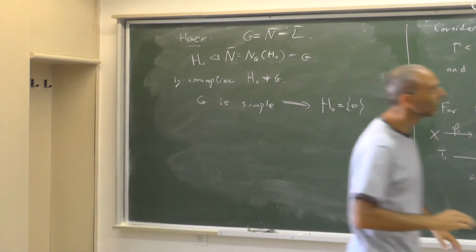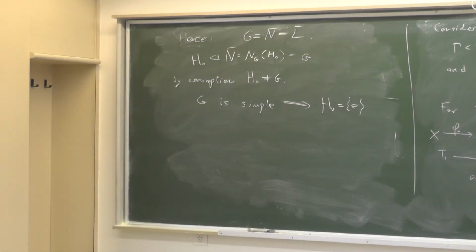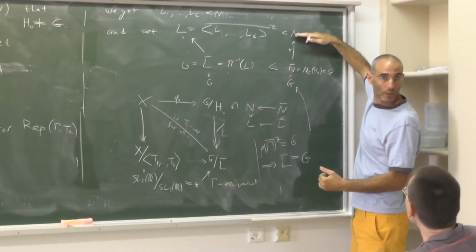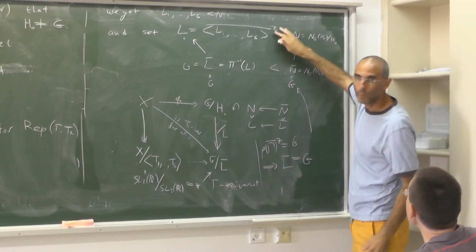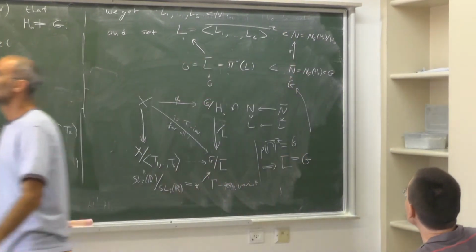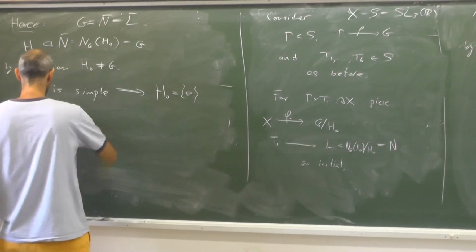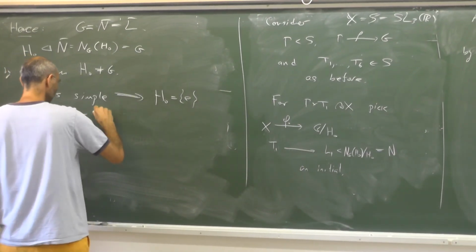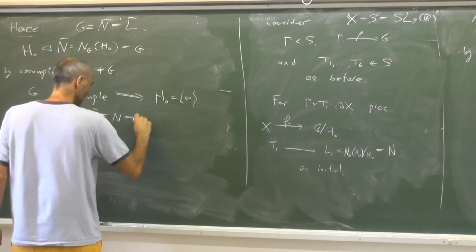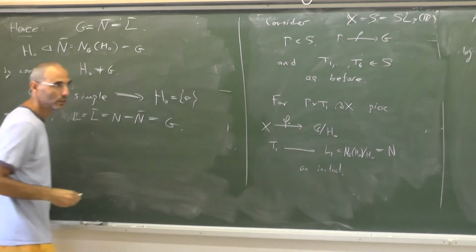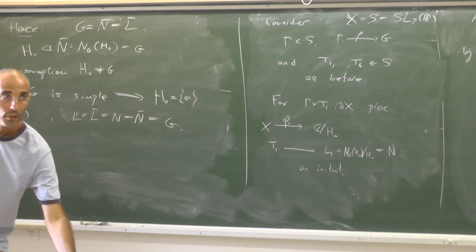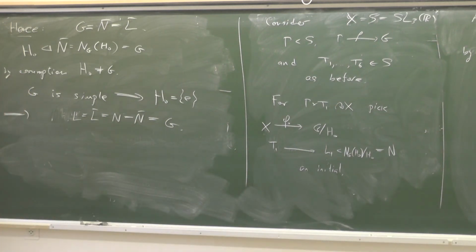And this means that all that level over here is the same as this level over there. All these maps are just trivial maps, identity maps. So there is no meaning for these bars. So N bar is N. L bar is L. And N is N bar. And they are all G. All these are the same.